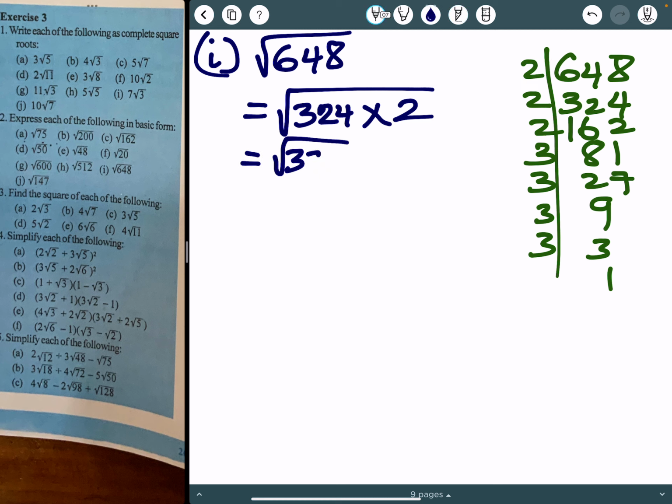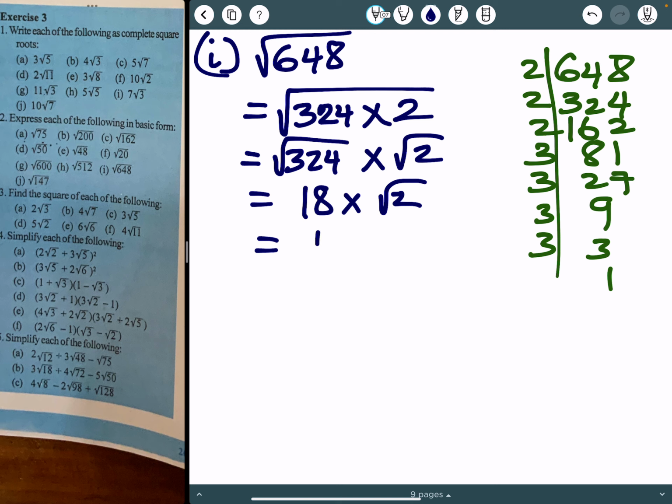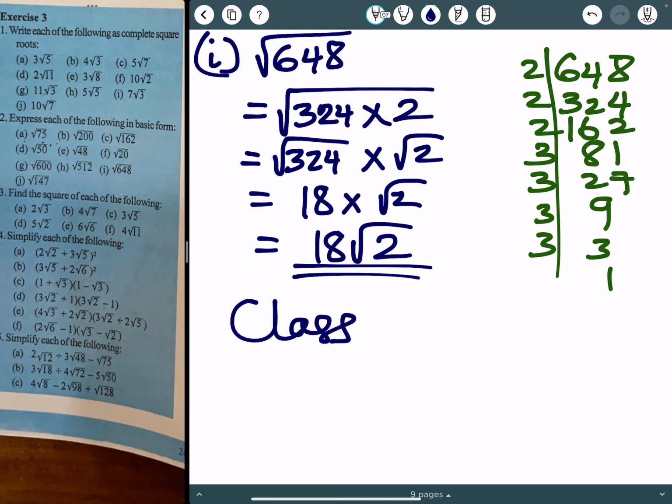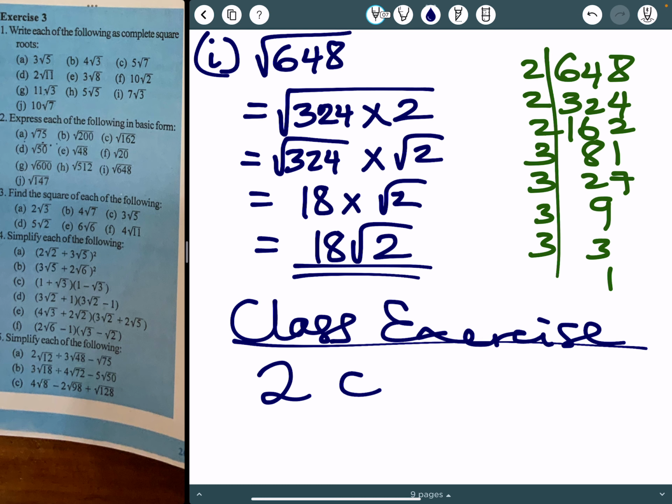I'll split this into root 324 times root 2. The square root of 324 is 18. That gives me 18 times root 2, or 18 root 2. So root 648 in the basic form is 18 root 2. You do the rest as your exercise. That's 2C to H.